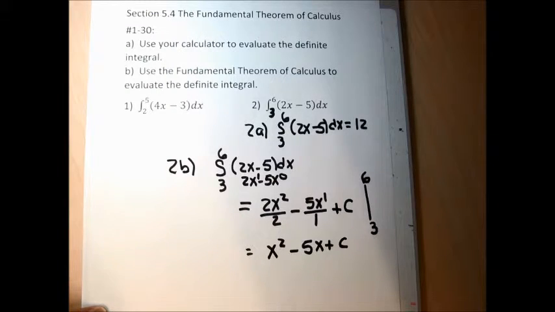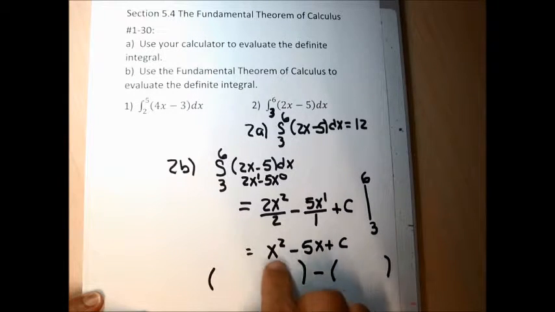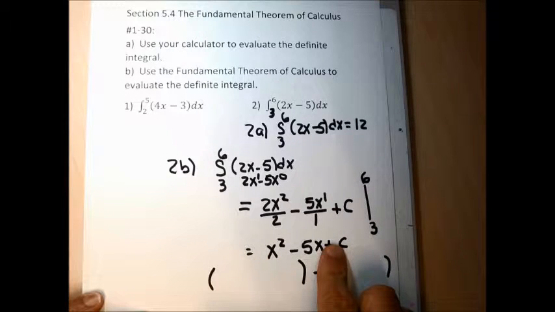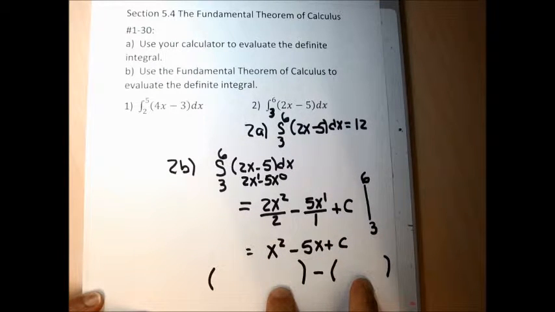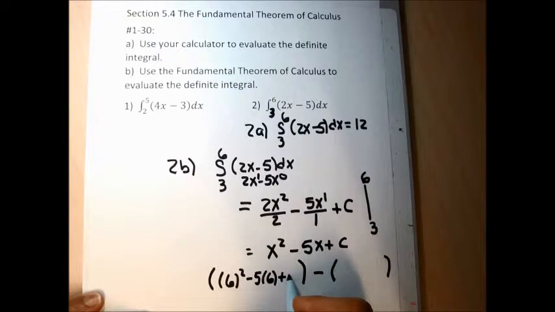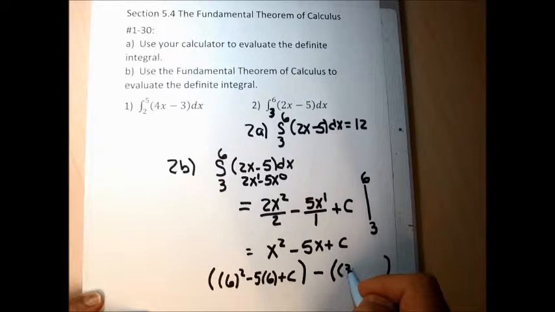What I need to do to get this number 12, the area under the curve, is do two computations. I need to plug 6 in for the x's here and plug 3 in for the x's here, get values for each, and subtract the values. So first I'm going to plug 6 into this expression. I'm going to go 6 squared minus 5 times 6 plus c. And then over here I'm going to do the same thing with a 3. I'm going to go 3 squared minus 5 times 3 plus c.